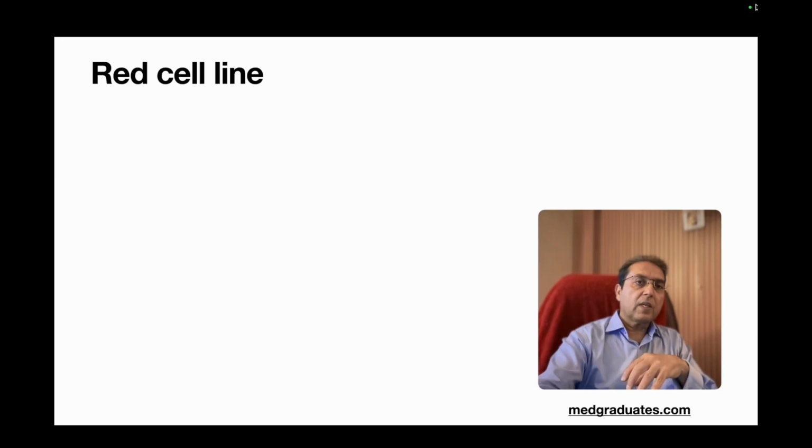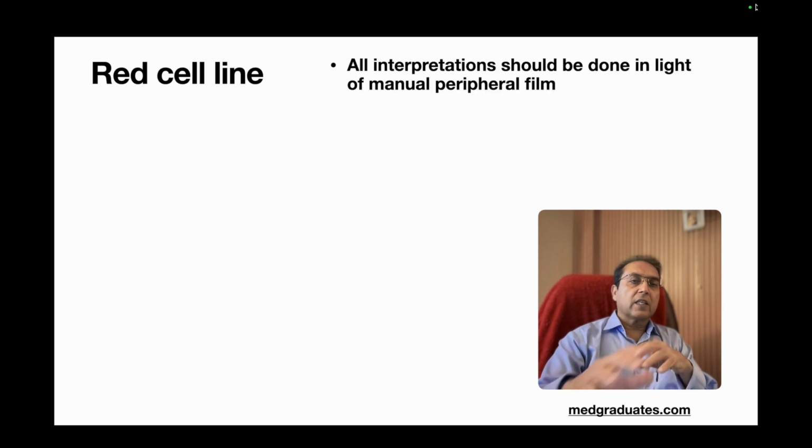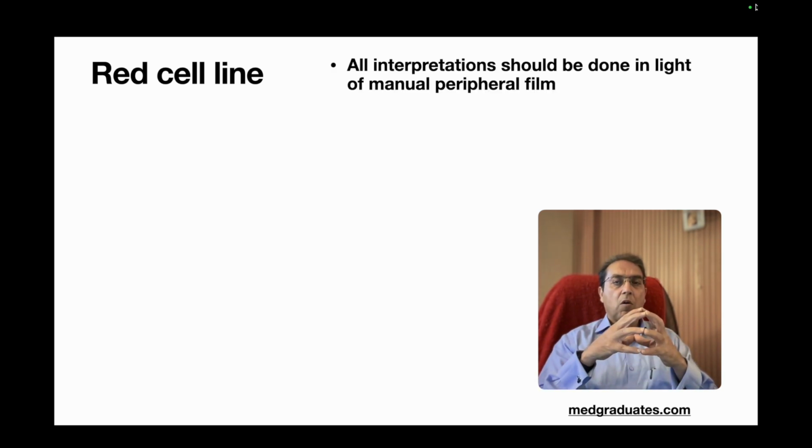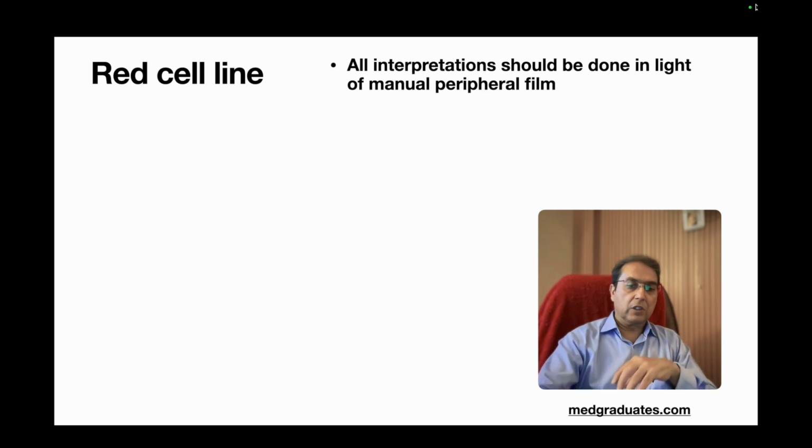Now, when looking at the red cell line, keep in mind one thing: all interpretations should be done in the light of the peripheral film, because the peripheral film manually seen by a hematologist gives a far better picture of anemia than just relying on the red cell indices or whatever is written on the reports generated by the automated machines.